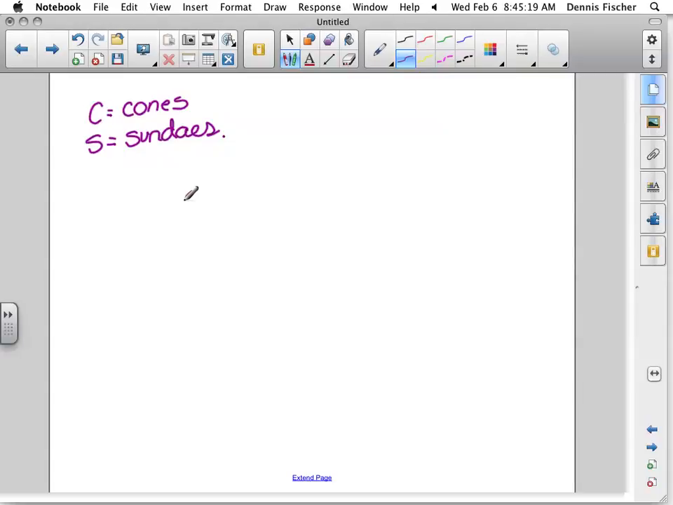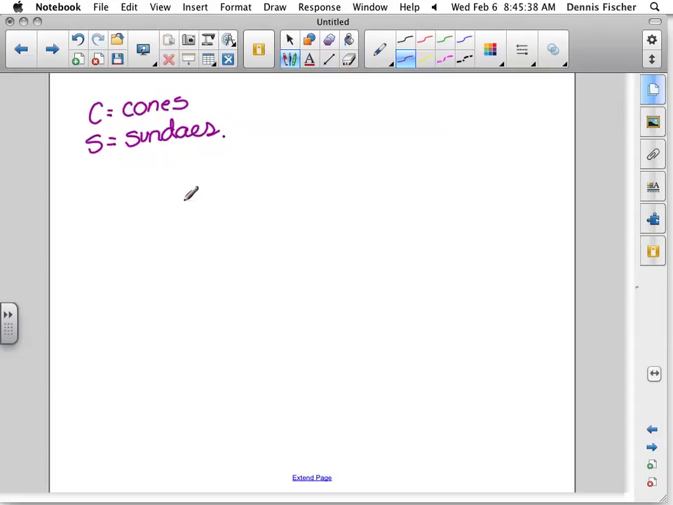Thoughts of that? If I had 50 cones, how many scoops of ice cream? 50. If I had 50 sundaes, 50. And if I had the total of those two together, how would I represent how many scoops of ice cream it would be? C plus S. C plus the total scoops.